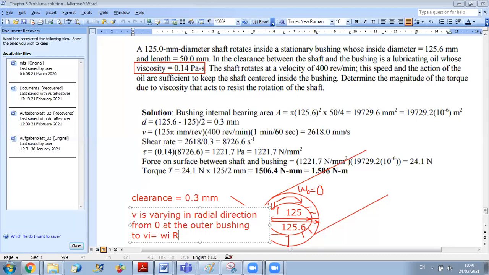Why do we need the shear stress? Look, how should I think here? They told me to find the torque acting, which is due to the viscosity effect that is resisting rotation. To find the torque, I need the force, because the torque is F times radius. And the force is proportional to what? The force is proportional to the shear stress. The force can be calculated as shear stress tau times area of shear. So to find F, I need tau.